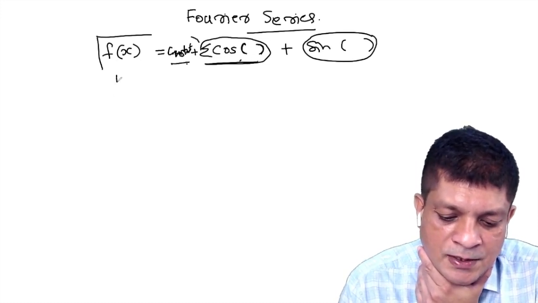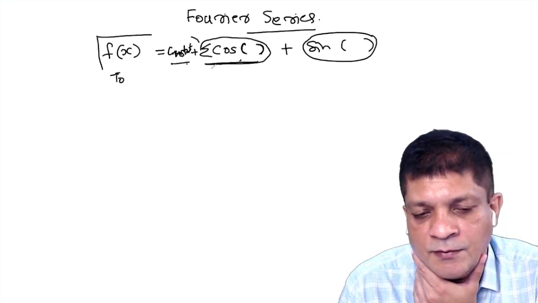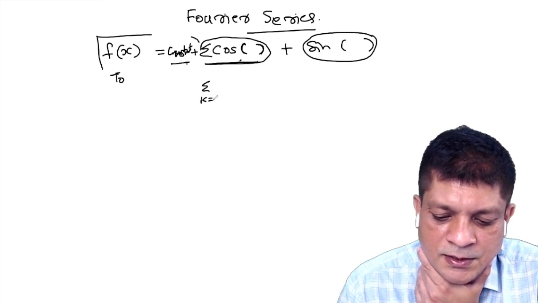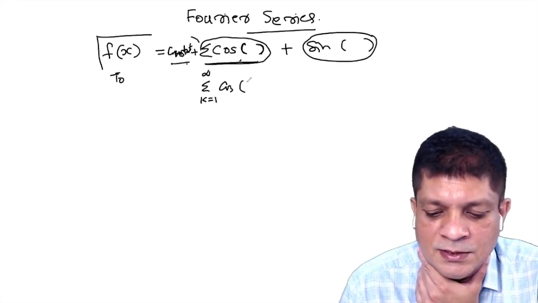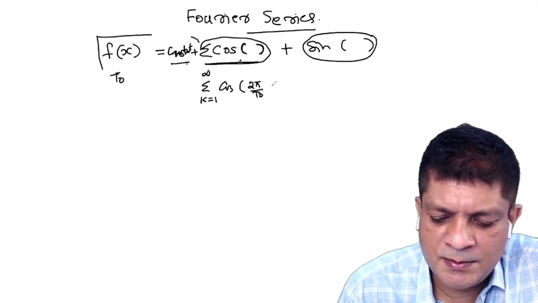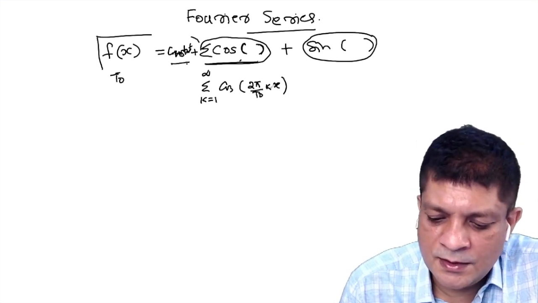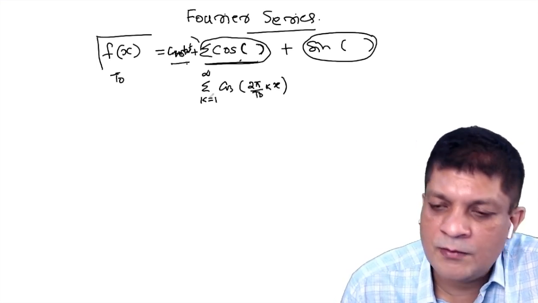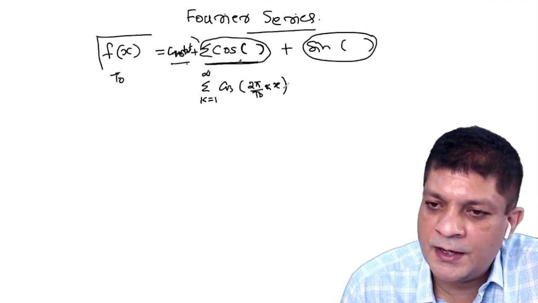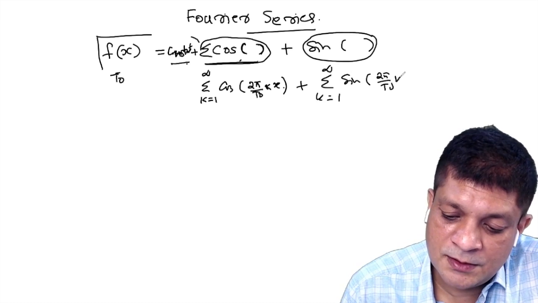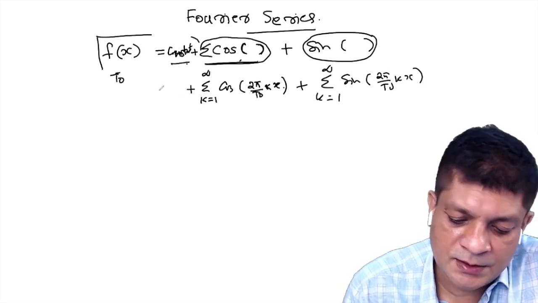Suppose this has a fundamental period T naught. Then what about these cosine terms? It is a summation over, let's say, k from 1 to infinity. Is it something like this? Cos of, what is inside that bracket, 2 pi by T naught times kx, summing over k. So this is cos of 2 pi by T naught kx, plus sine of 2 pi by T naught kx.